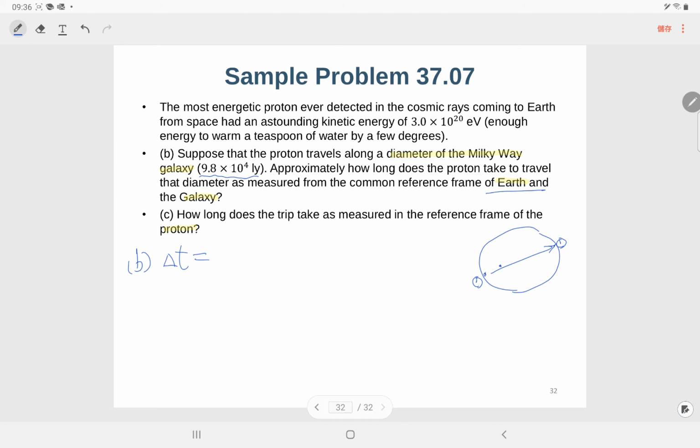So actually, this is the distance. This is the distance, 9.8 times 10 to the 4th power times c. This is the distance, right? Light year. And then divided by almost the v, which is actually very close to c. So this dilated time is 9.8 times 10 to the 4th year.